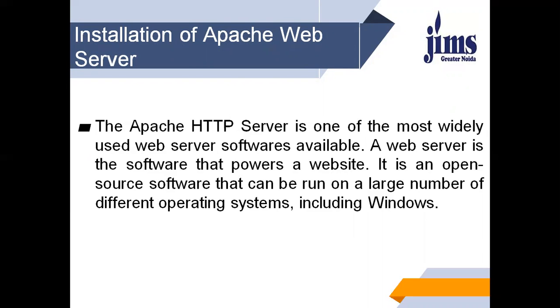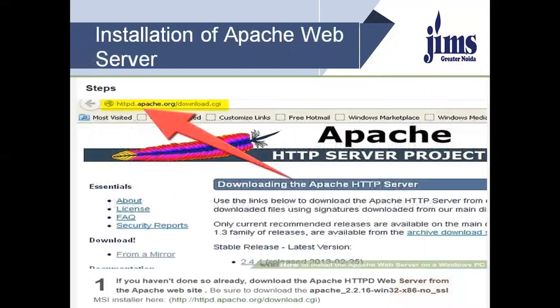Apache HTTP server is one of the most widely used web server software available. A web server is the software that powers a website. It is open source software that can be run on a large number of different operating systems, including Windows. So let's discuss all the steps along with the screenshots.